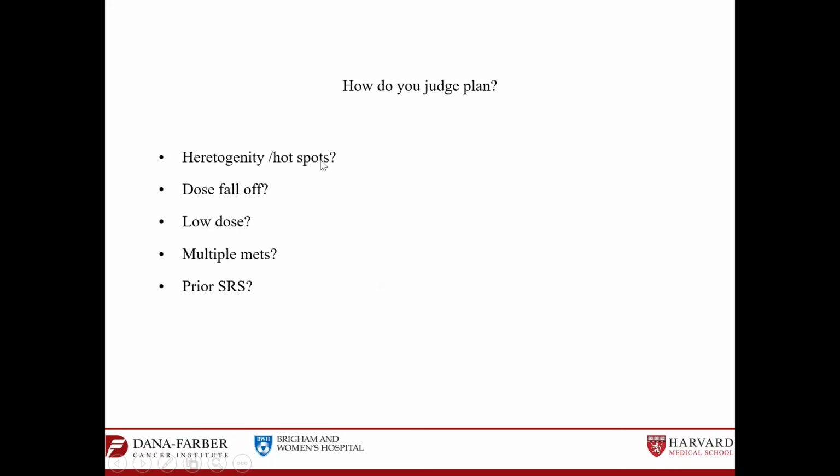So that's the heterogeneity and hotspots we're talking about, and the dose fall off. You also have to look at the low dose to the brain, the 3 gray and the 5 gray, and how much of the brain is covered by this low dose. It's important to look at it. And if you're treating multiple mets, I will discuss this with the different isocenters. We're going to get to that in a few seconds.